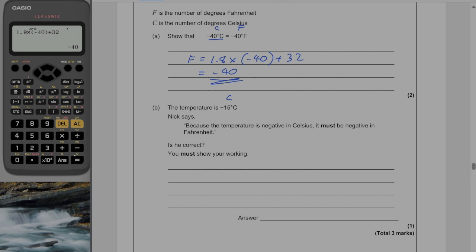No, it won't be. Right, so we're going to say that F is going to be equal to 1.8 times minus 15 plus 32. So provided this multiplication is less than 32, it'll be a positive temperature Fahrenheit. So times by minus 15 plus 32 is going to give us 5 degrees Fahrenheit. Is he correct? No.